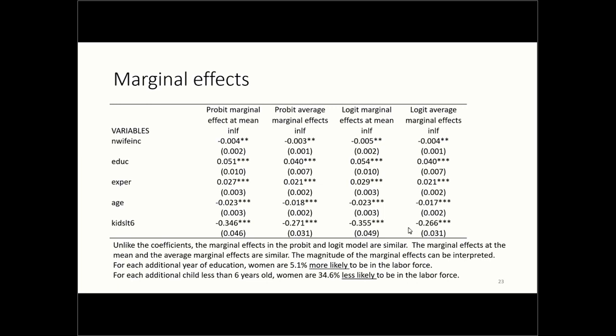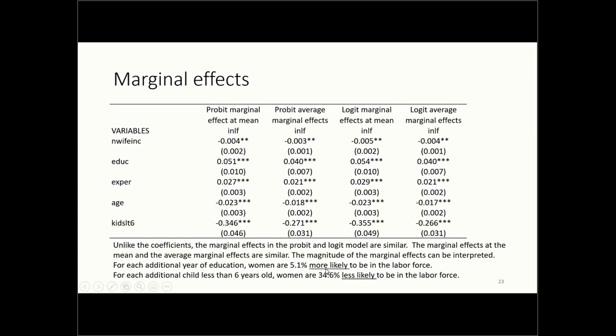The nice thing about using these marginal effects is that their magnitude can be interpreted, because again, they are the change in the probability of y equals 1 based on a 1 unit change in x. So how we interpret this is that, for example, this marginal effect here of 0.051 means that for each additional year of education, women are 5.1% more likely to be in the labor force.